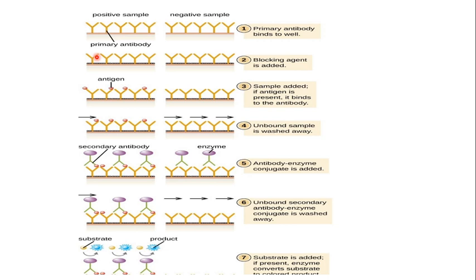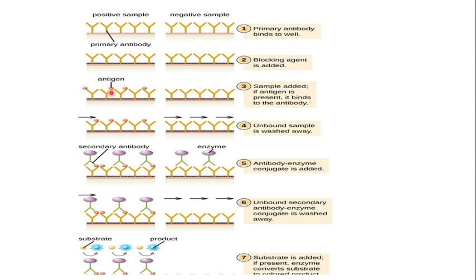Now in the third step, you will be adding your sample, and if the antigen or your target is present in your sample, it is going to bind to the antibody over here. Here I'm showing you the antigen of interest that is present in the sample, and that antigen can interact with this particular antibody, so it has interacted over here. In the previous video, I told you that one of the important things to keep in mind about ELISA is that you have to go for the washing steps.